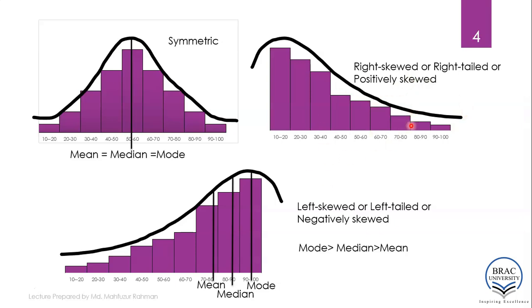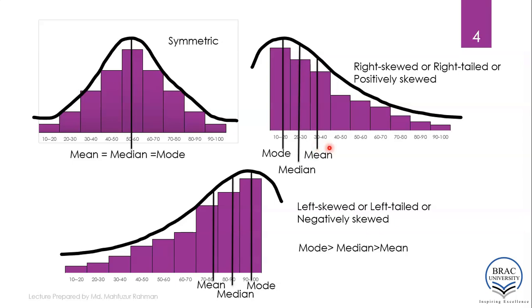In this distribution, let's find out where our measures of central tendency are. As we told before, the mode will be at the peak of any graph. So here is our modal value, then our median value is between the mode and the mean, and the mean is on the right side.